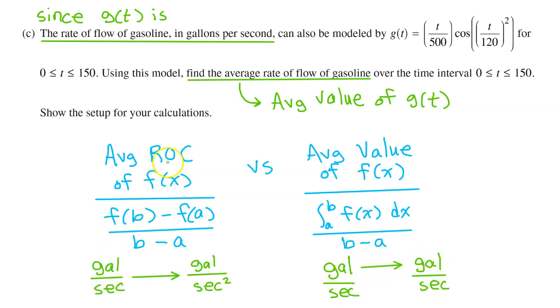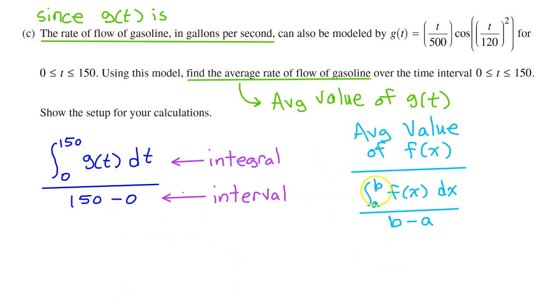By contrast, if we mistakenly used the rate of change formula, it would change the units of G of t from gallons per second to gallons per second squared. In other words, gallons per second per second. That's not the average rate. That's the average rate of change of the rate, not what we want.